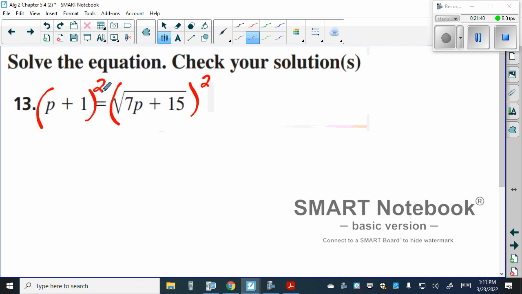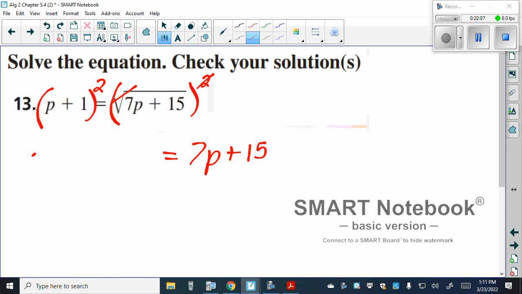Second power. We're going to apply the second power to both sides. Now for us here, the right-hand side's kind of nice because the radical and the square will cancel, leaving us with 7p plus 15. Now, unfortunately, that doesn't work the same way with the p plus 1 because we do have more than one term.